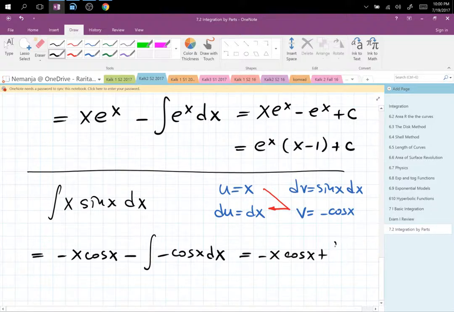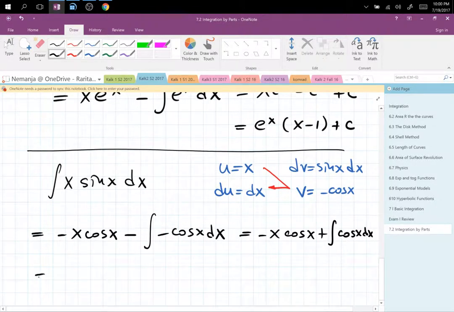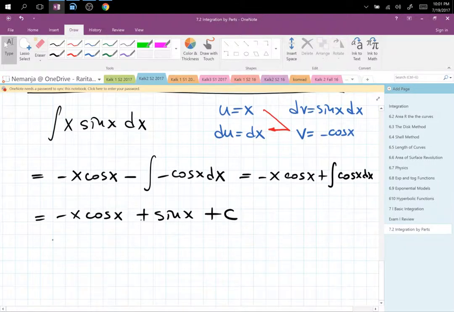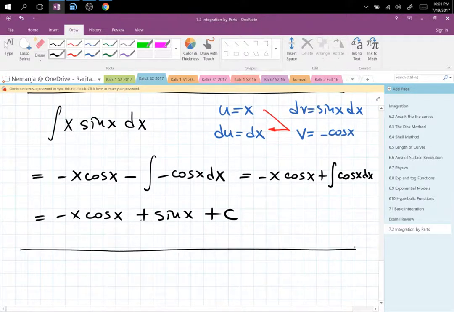So that's the one I'm solving, and I get negative x cosine x. The integral of cosine is positive sine, so plus sine x plus c. So this problem is identical. You can have x times cosine x, or whatever else that can be integrated.